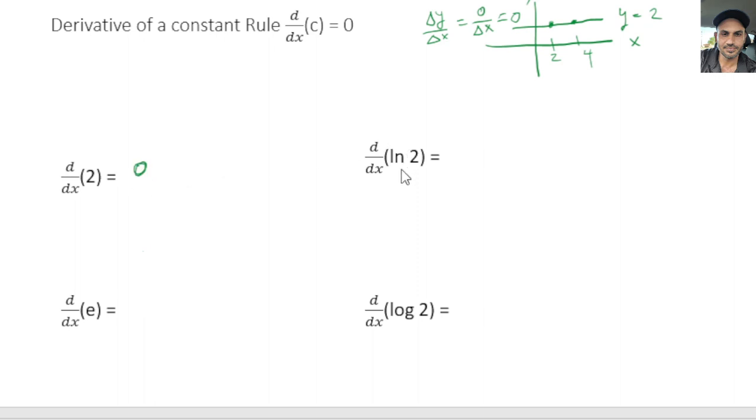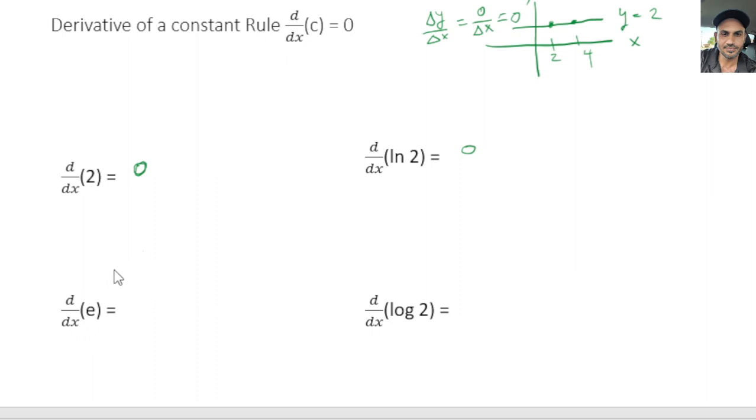How about natural log of 2? Well, natural log of 2 is also a number. It's a constant. So this is also equal to 0. The derivative d over dx of natural log of 2 is 0. How about d over dx, or the derivative of e?